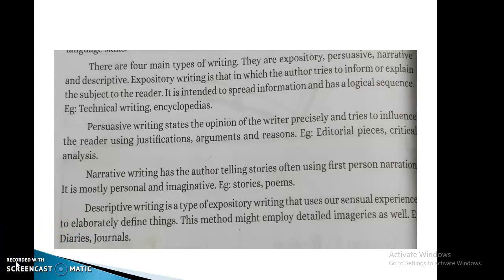Next is narrative writing. Narrative writing has the author telling stories, often using first-person narration. So in narrative writing, the author tells stories often using first-person narration. That is, it is a mode of storytelling in which a storyteller depicts events from their own point of view, using the first person, that is, I or we.